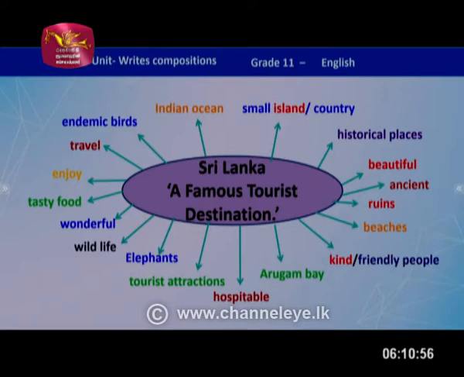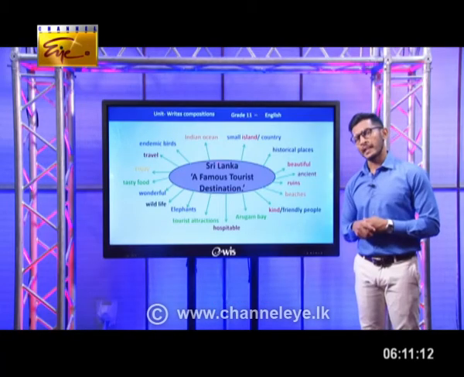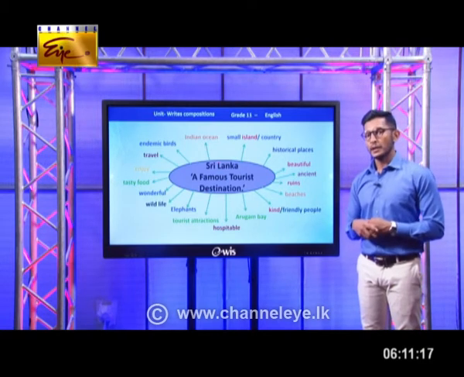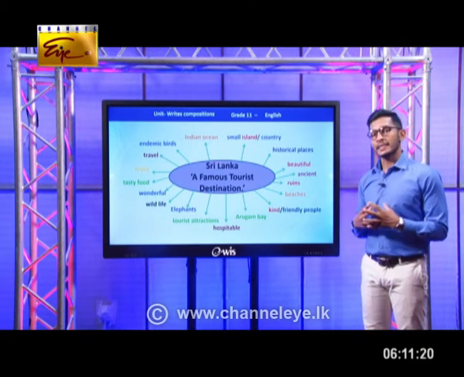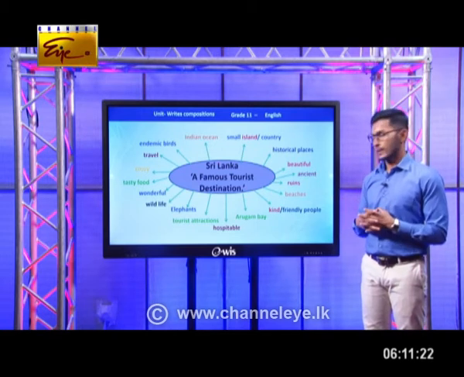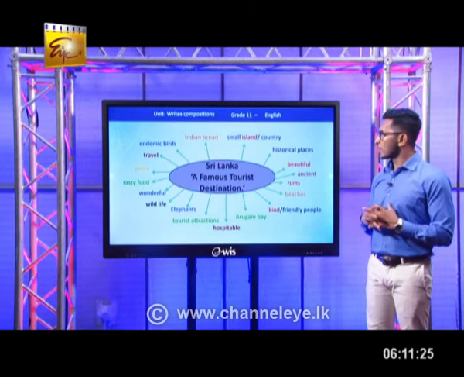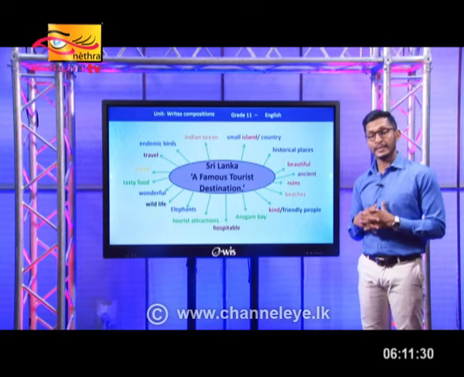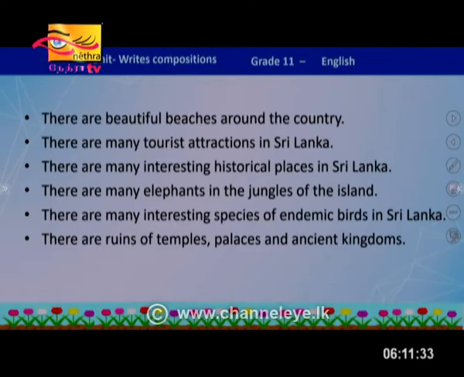Have a look at this mind map again. We have historical places, ruins, tourist attractions over there, elephants, and finally, endemic bird. What do you mean by endemic there? Native to a particular area is called endemic. So, you can use them to write sentences using the structure there is or there are. For example, you can say there are a lot of historical places, or there are many historical places in Sri Lanka. Just an example. Look at these sample sentences.